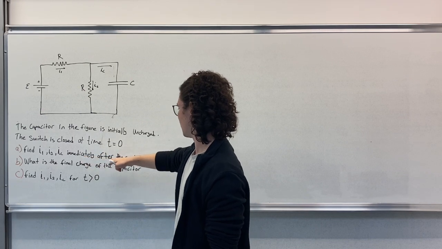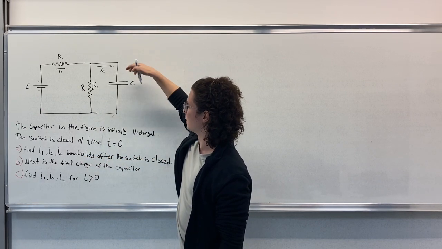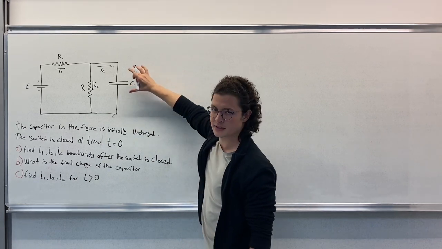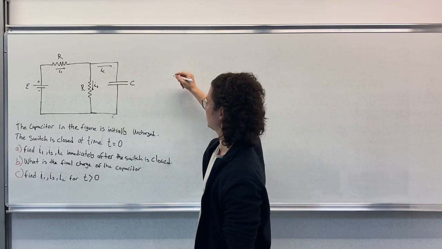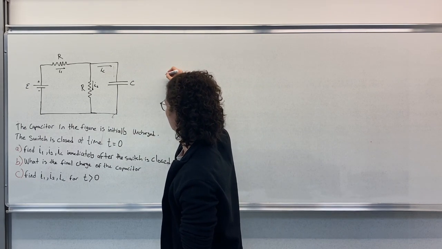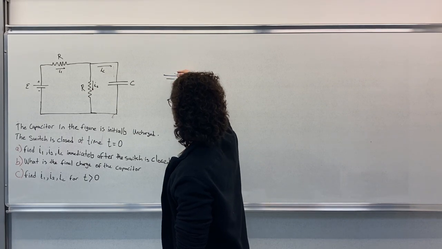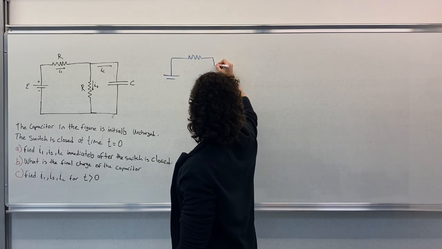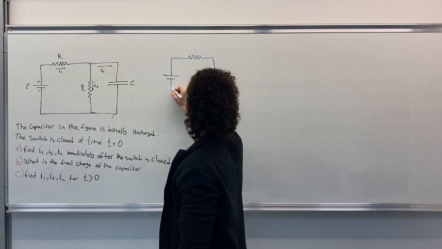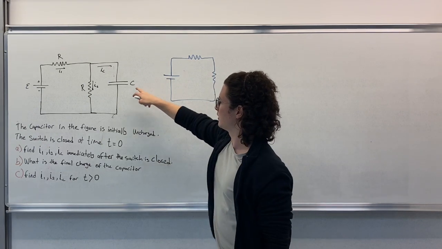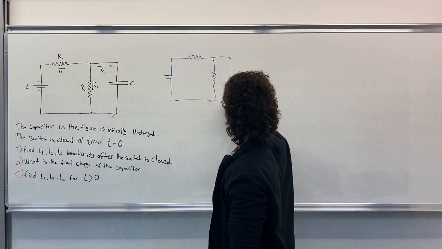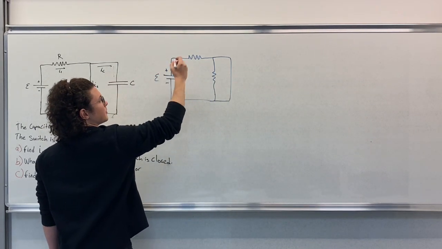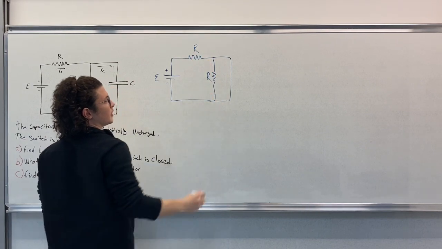it says immediately after the switch is closed. Since the capacitor is initially uncharged, at the beginning it will act like a short circuit. So I'm drawing the circuit for that. This is our voltage supply, resistance, another resistance, and this is our short circuit. Again, this is epsilon, R, and R.